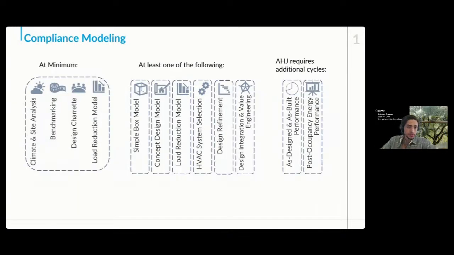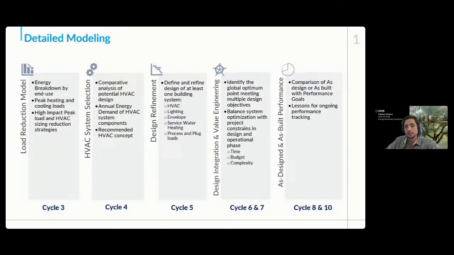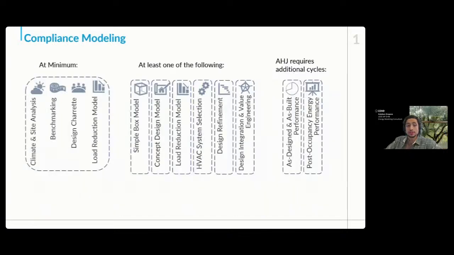And compliance modeling. We have typically heard of it as cycles 8 and 10, but in the ideal world and how things should be, and if we want to follow a standard, at minimum we should do the first pre-design analysis part, that is climate and site analysis, benchmarking, and design charrette plus low reduction model, and then we can choose whatever level of the cycles 2 to 7 is more suitable to our project.